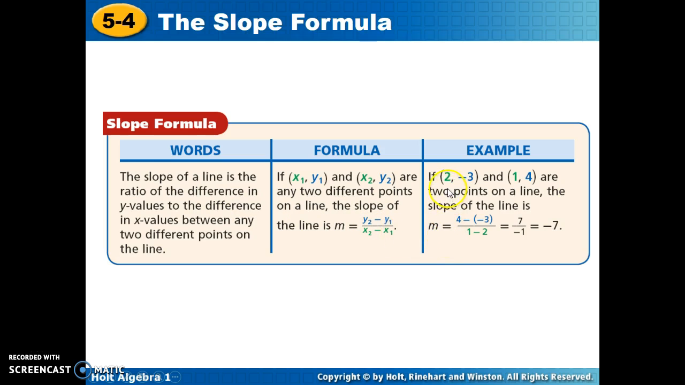So for example, if I have the point 2, -3, and then also the point 1, 4, what I would do is subtract, or find the difference of, my y values on top. So y2 is 4 minus -3. That's my top value up here. 4 minus -3 would be 7. And then on the bottom, 1 minus 2 would be -1. So 7 over -1 would be -7. So my slope, which is the letter m, would be -7 in this example.